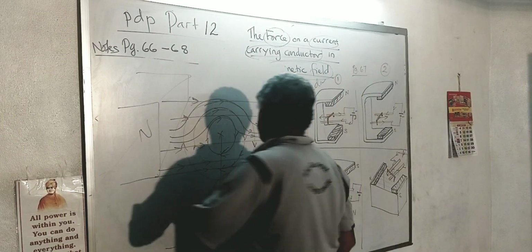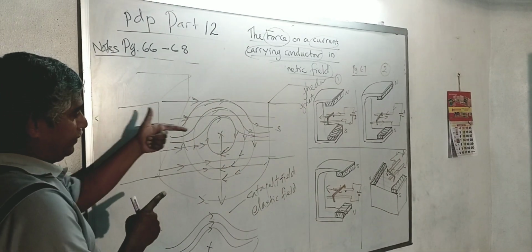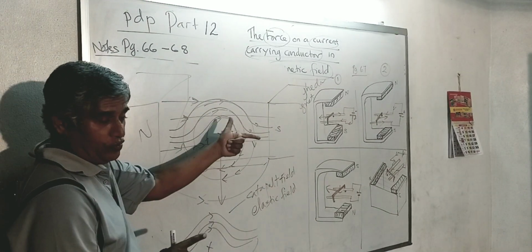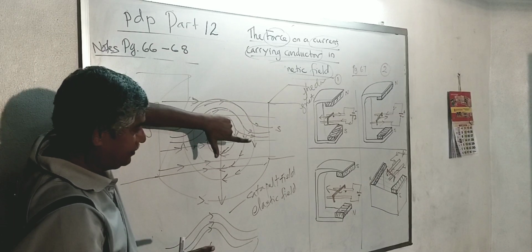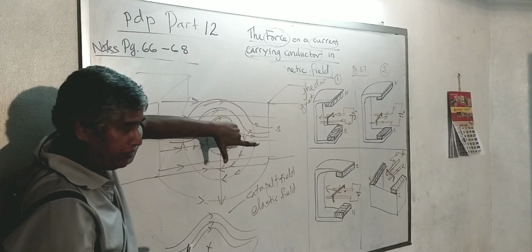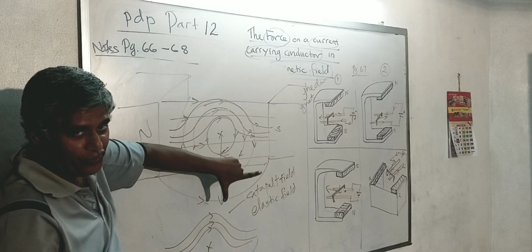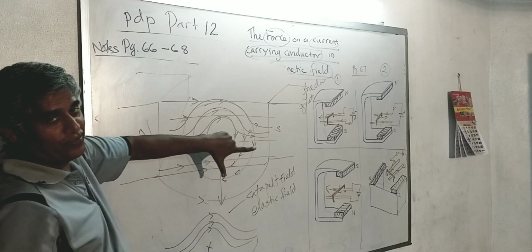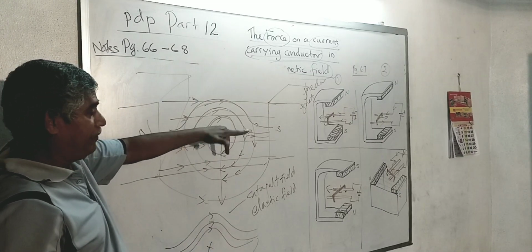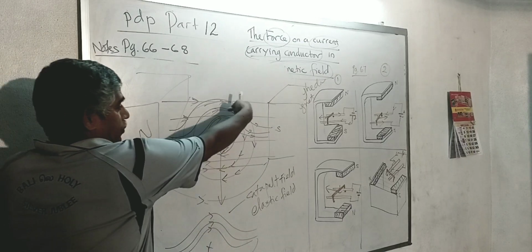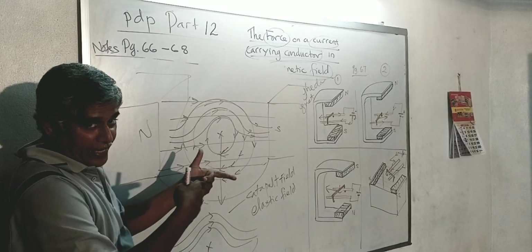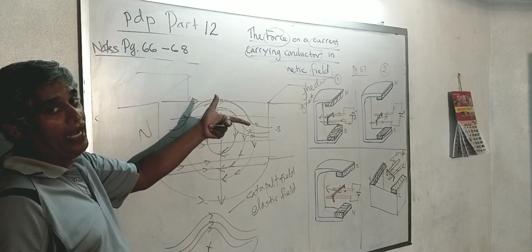Look, current and magnetic field, north to south. Current is entering into the board, right, three-dimensional, and then the force is downward. So it confirms that. If I change the direction of current, let's say I put a wire coming up from here, carrying the current this way, then the force will be upwards.